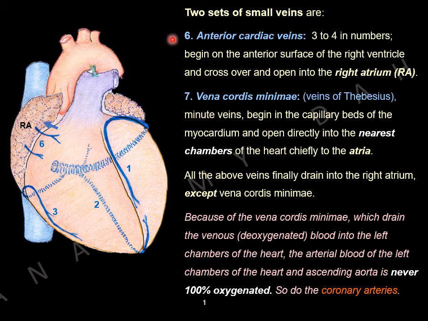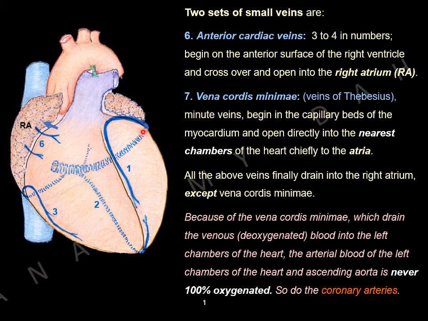Anterior cardiac veins and vena cordis minimi do not enter into the coronary sinus. Anterior cardiac veins will drain into the right atrium. Vena cordis minimi, veins of Thebesius, will enter the nearest chamber of the heart. That means maybe into the right atrium, right ventricle, or left ventricle.